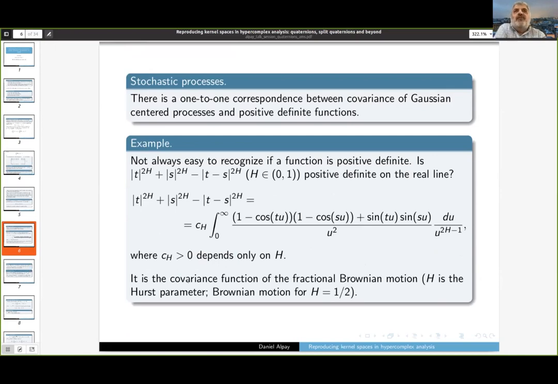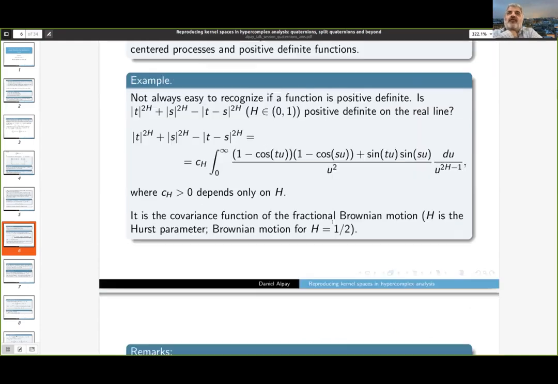An example I like in particular is this one. Is it positive definite? It seems impossible to check. But if you see this formula, it is in fact a sum of two factorizable functions, so it's positive definite. Now, this formula seems to come out of the blue, but in fact it is a special case of a general formula for stochastic processes with stationary increments, and then it's quite natural. And it is in fact the covariance function of a fractional Brownian motion, and H is called the Hurst parameter. So that's an interesting point of this kind of formula.